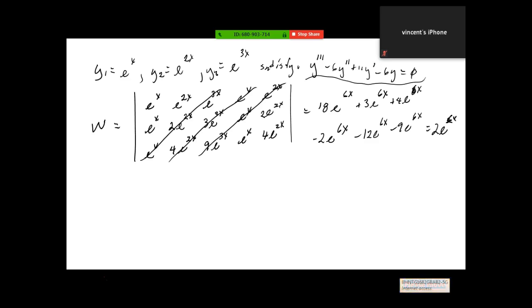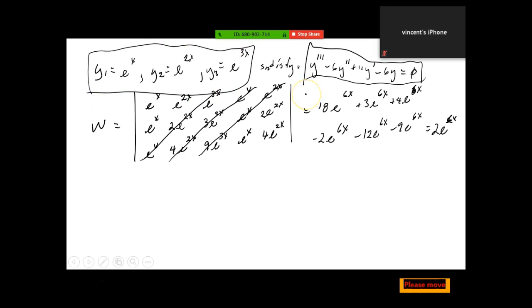So therefore, the Wronskian is not 0. That means this particular set of functions are linearly independent of each other. So that tells us that the general solution for that differential equation, since these are 3 solutions and it's a third order differential equation, and these 3 solutions are all linearly independent, that we can conclude that the general solution y is equal to some linear combination of those 3 solutions.